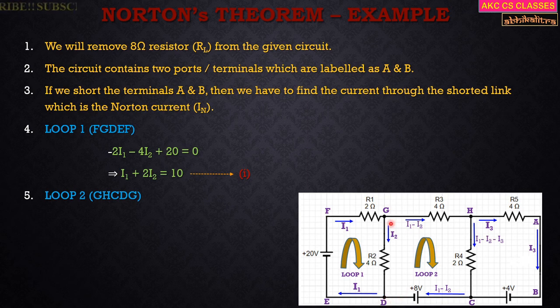I will be moving from D to G. See, I am moving from D to G, but the current is moving in the opposite direction. That means current is flowing from higher potential to lower potential, but I am moving from lower potential to higher potential. So according to my direction of movement, there will be a rise in IR. What is the value of I? The value of I is I2, and the value of the resistor is 4 ohm. So the value will be 4 times I2.